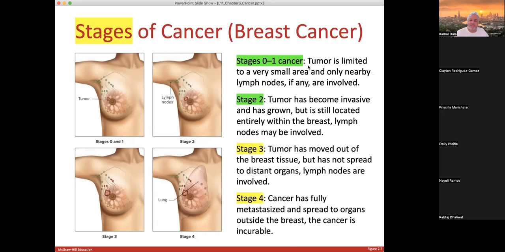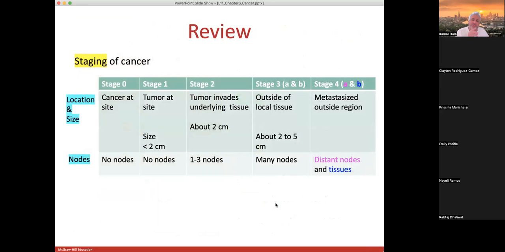Right. So here's a summary of that, same information. And here's a very simple chart that measures the size and the location of the cancer and the number of lymph nodes that are involved, right? So this is basically the same. I added on A and B and A and B on here.